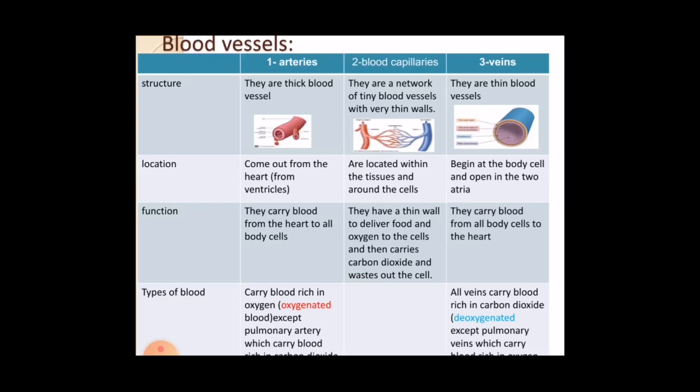There are three types of blood vessels: arteries, blood capillaries, and veins. Arteries are thick blood vessels. Blood capillaries are tiny blood vessels with very thin walls. Number 3, veins.